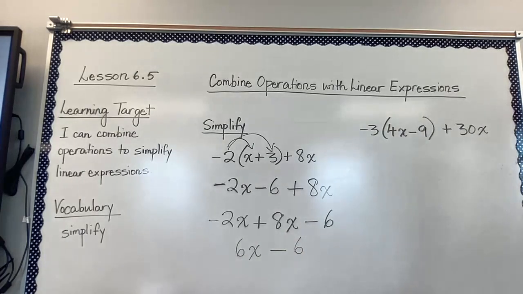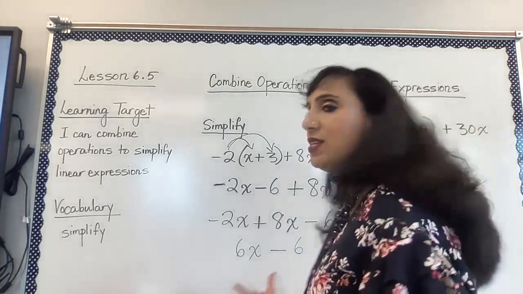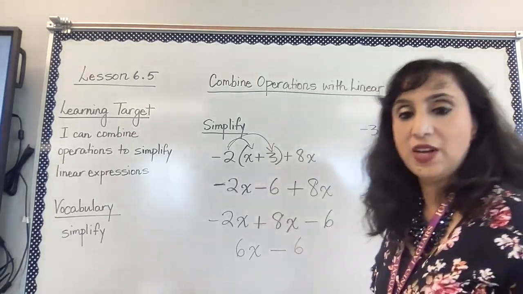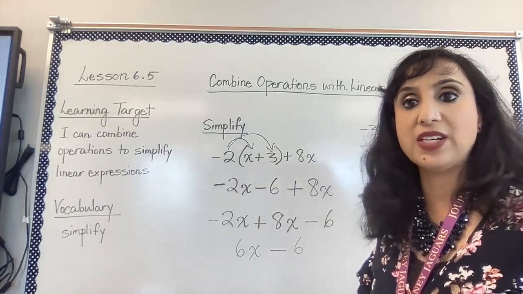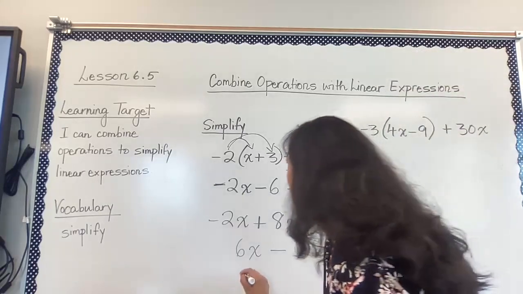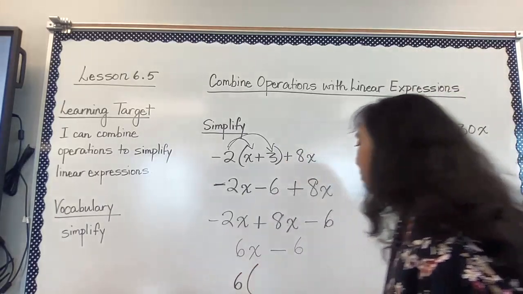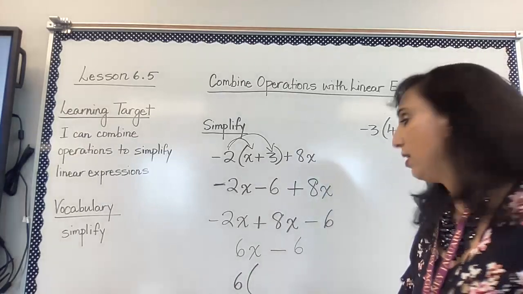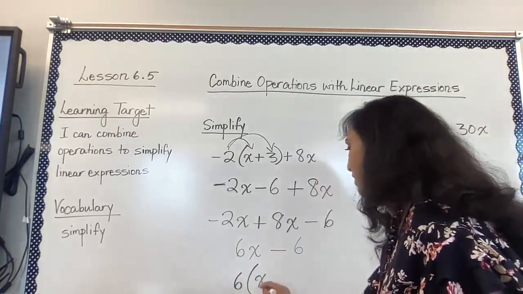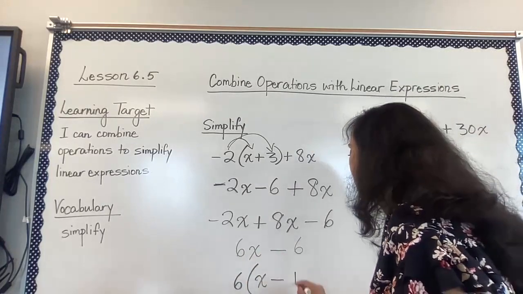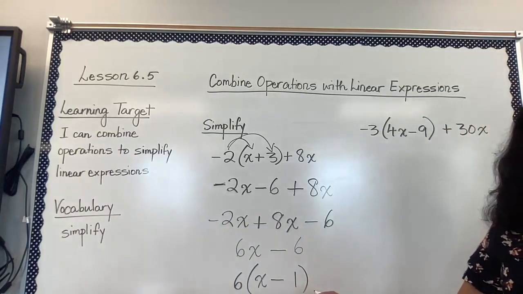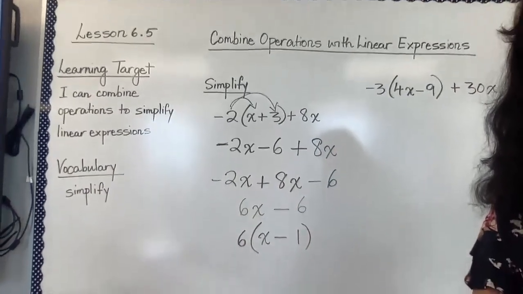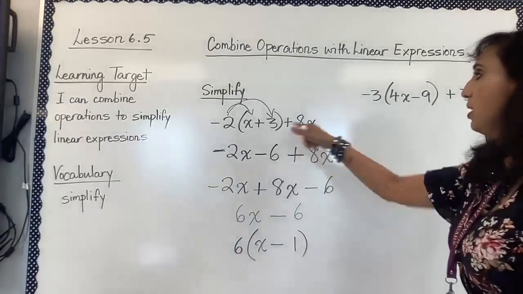Then I am going to write it in factored form. If I look at this, what is my greatest common factor? I can see that 6x and minus 6 both share the factor 6. I am going to take the 6 out and put it in factored form. If 6 is out, I have x, because 6 times x is 6x, minus 1, because 6 times negative 1 gives me minus 6. Therefore, this is the simplified form of this problem.